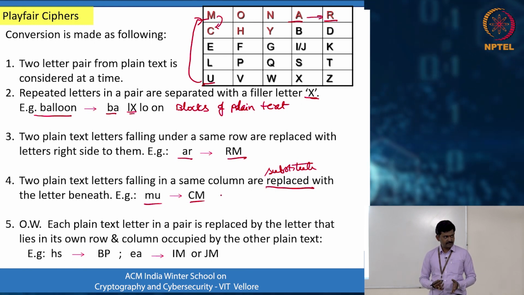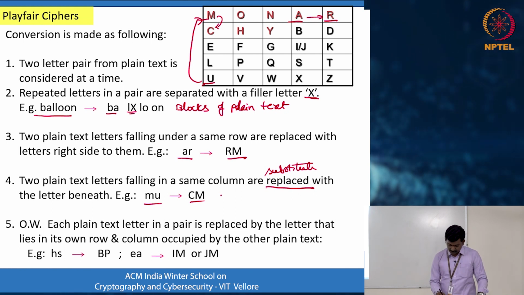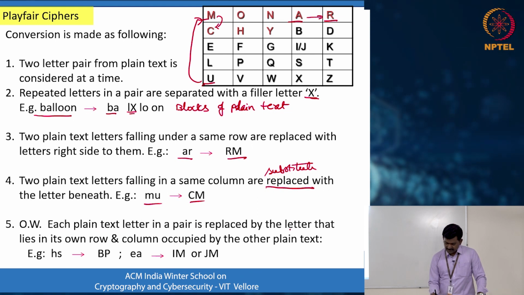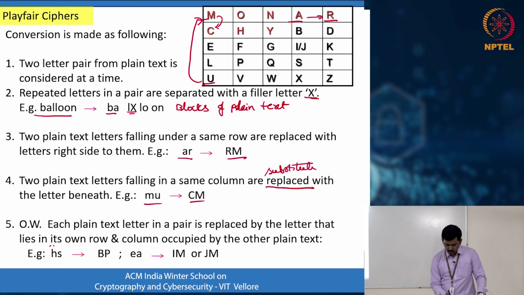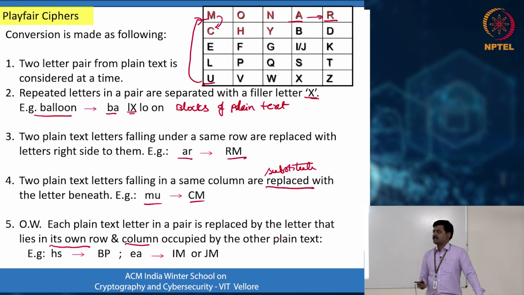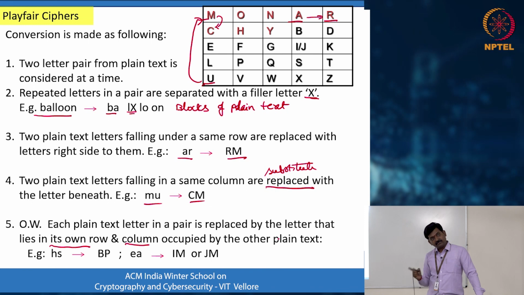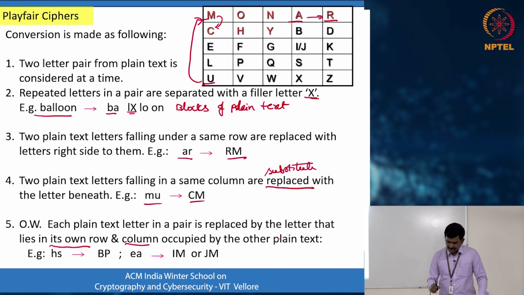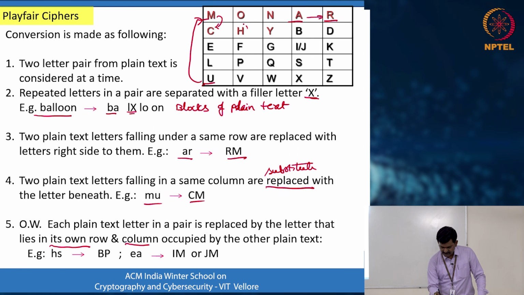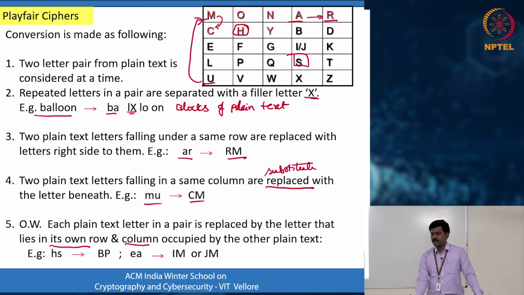No sir, they are not in the same row, same column. How do we do? If they are not in the same row, same column, then substitute by the letter that lies in its own row and the column occupied by the other plain text. What does that mean? HS. Where is H? H is here. Where is S? S is here. They are not in the same row, same column, my plain text.